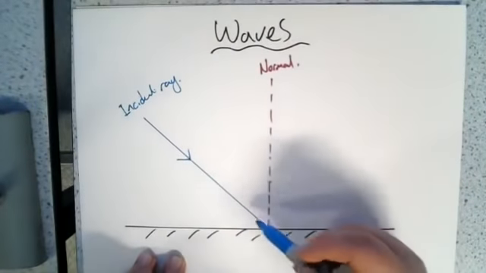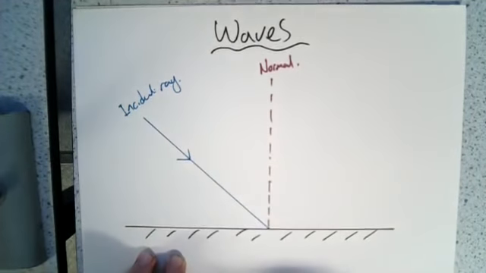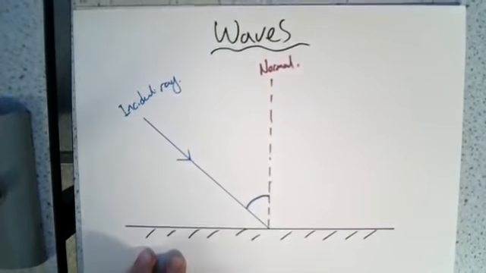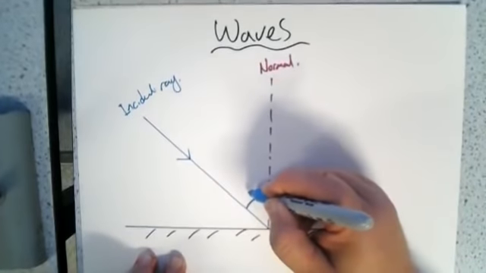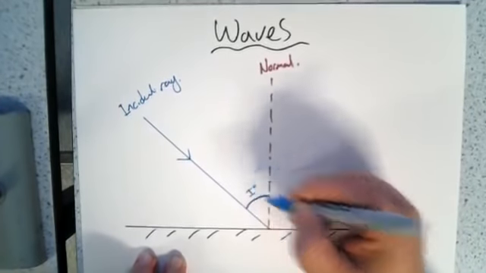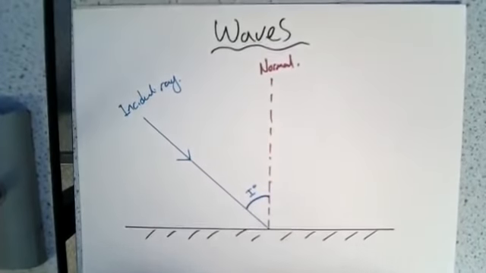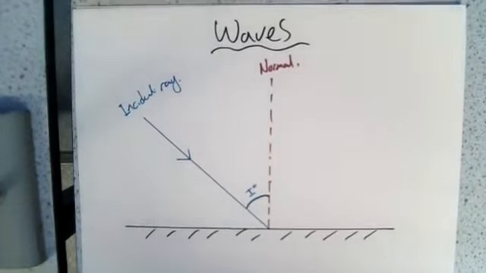The angle at which it's hitting the plane mirror is always calculated between the ray of light and the normal. So that's my incident angle. I'm going to put a degree sign there for angle. Now, I've got to complete this diagram by showing the reflected ray. I know that the angle of incidence equals the angle of reflection.